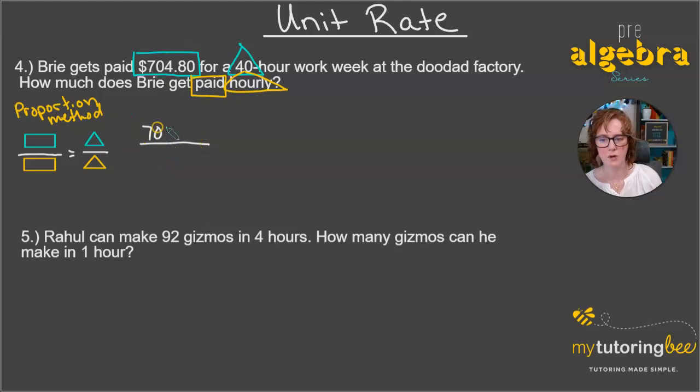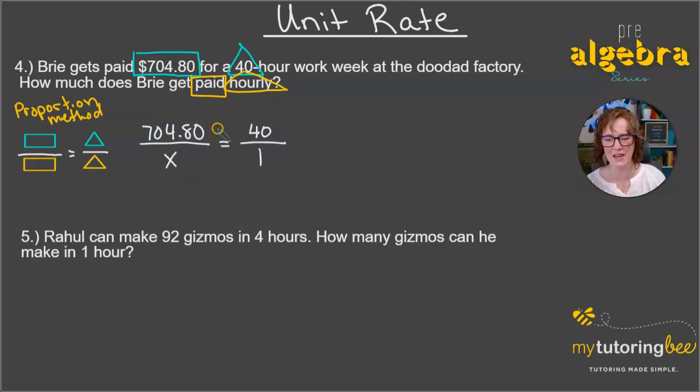So we've got 704.80 equals, and then we're going to put our 40 hours over in this other fraction, and we want to know how much she gets paid, so that's going to go along with the money that she makes total, but we don't know that amount, so we're going to use our variable there. And then the hourly tells us that we want just 1 hour. So again, hours together, money together, totals together, and then unit rates together.